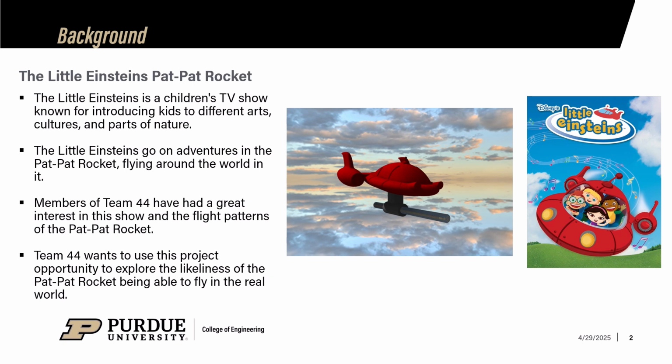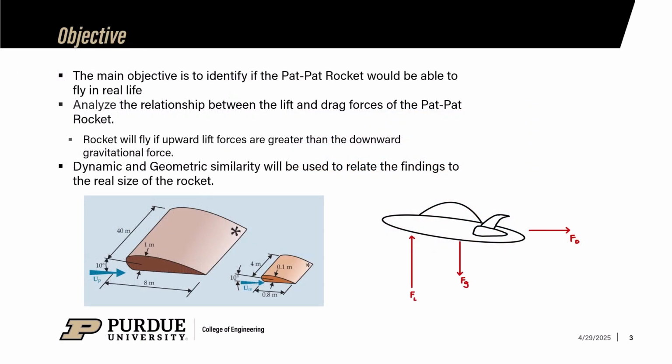real world situation. The objective of this project is to identify if the Pat Pat rocket would be able to fly in real life. To do this, the team will analyze the relationship between the lift and drag forces acting on the Pat Pat rocket.